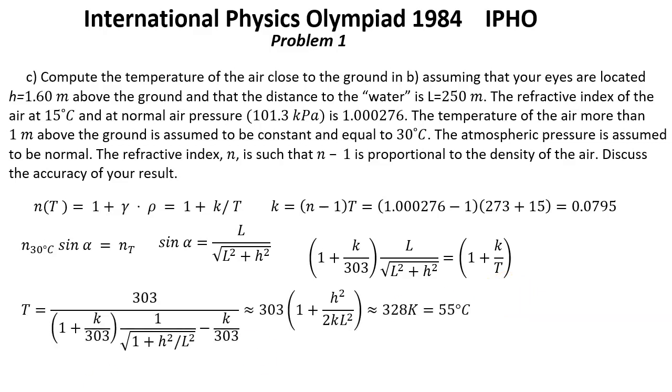Here we use the knowledge that H over L is very small. So it means that we can use an approximation and find finally that temperature T equals 328 kelvins or 55 degrees Celsius. This is the answer and the solution for part C. And here we solve all of problem number 1.